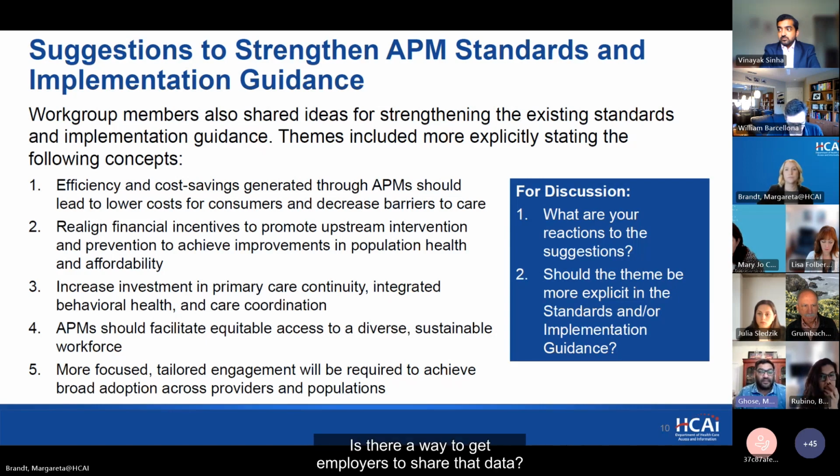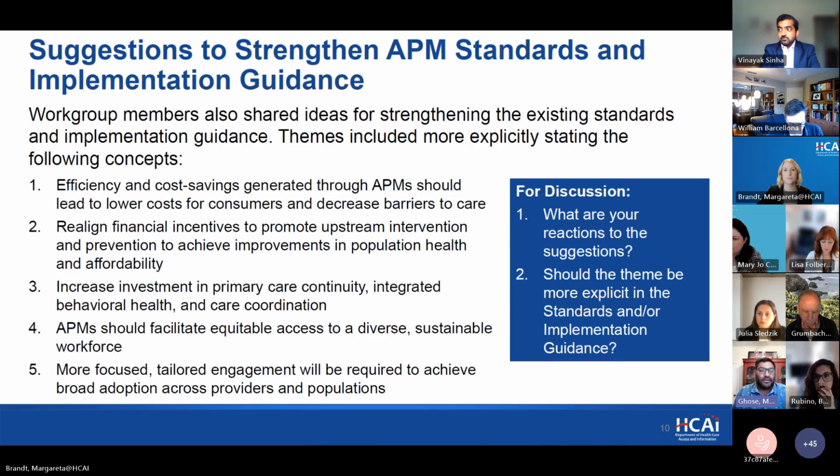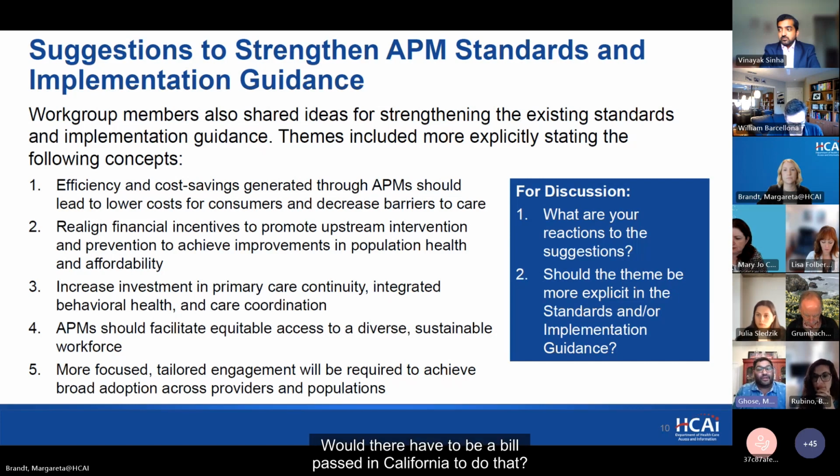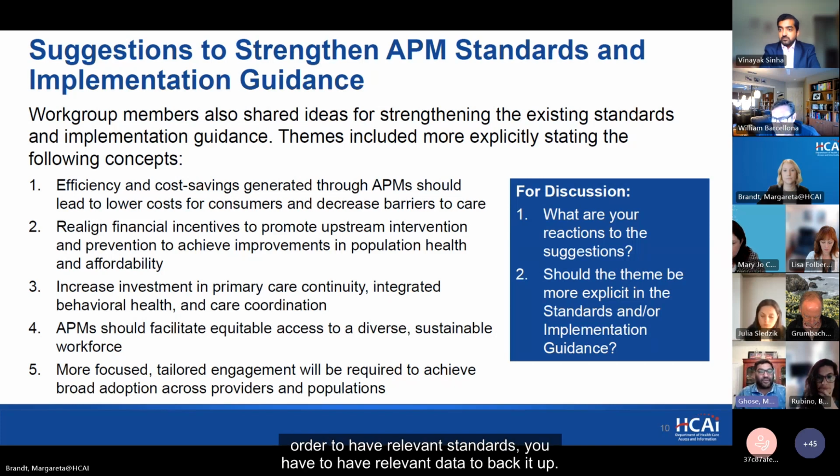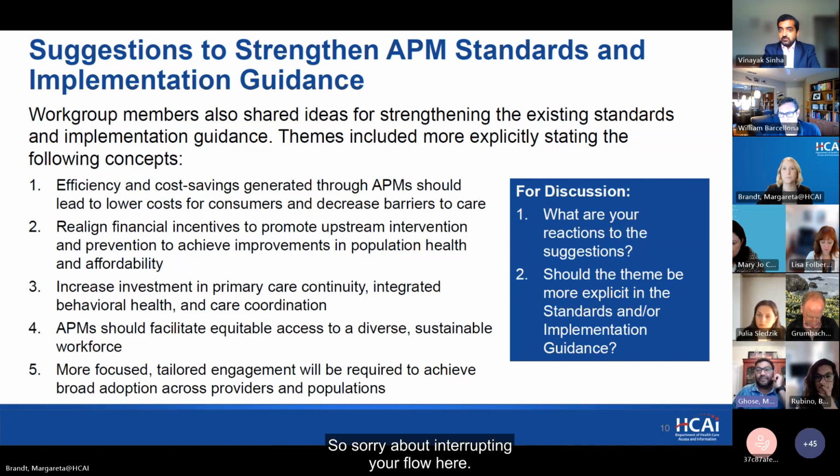Is there a way to get employers to share that data? Can they do that legally today? Would there have to be a bill passed in California to do that? I just don't know enough about the machinations, but I didn't want to get too into the standards without recognizing that in order to have relevant standards, you have to have relevant data to back it up. So sorry about interrupting your flow here.